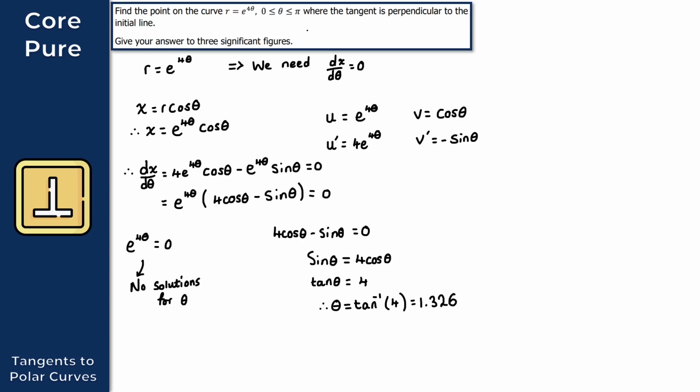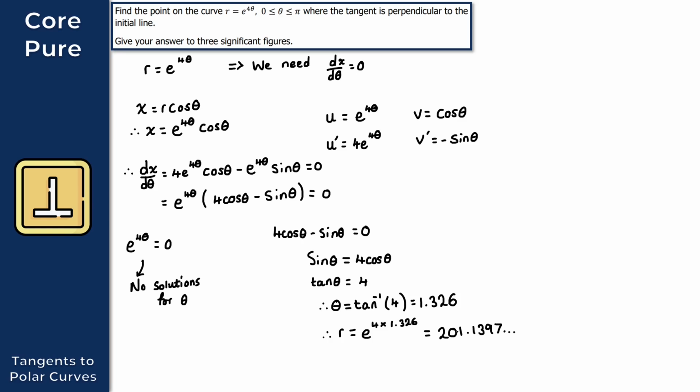Okay, so we're nearly done now. All we need is the respective value of r for this value of theta. We know r is equal to e to the 4 theta. So if theta is equal to 1.326, then r is equal to e to the power of 4 times 1.326. Just put this into your calculator. As you would imagine, this will be quite a large number. What I get is 201.1397, and so on.